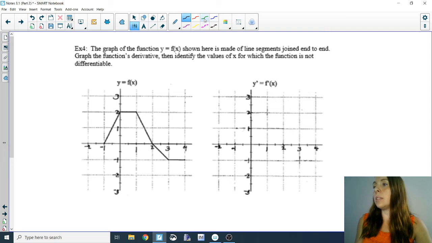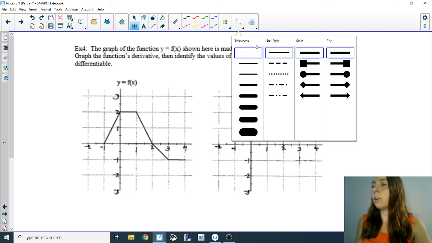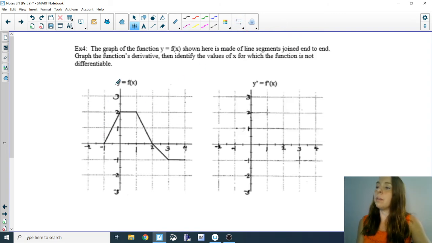Okay, so what you need to keep in mind is that what you're looking at here, I'm trying to pick a color. Let's go back to purple. What you're looking at here is the graph of the function. Notice it says y equals f of x. In the directions, it says the graph of the function y equals f of x shown here is made of line segments joined end to end. What we're asked to do is graph the function's derivative. You can see over here y prime equals f prime of x. And then identify values of x for which the function is, notice that wording that I talked about earlier, not differentiable.